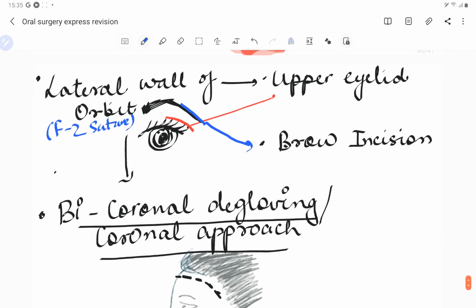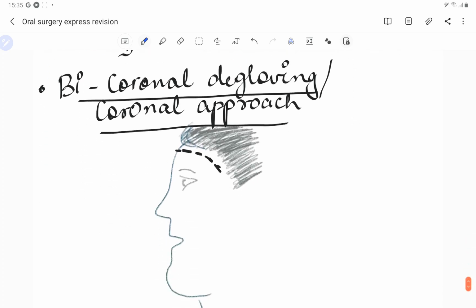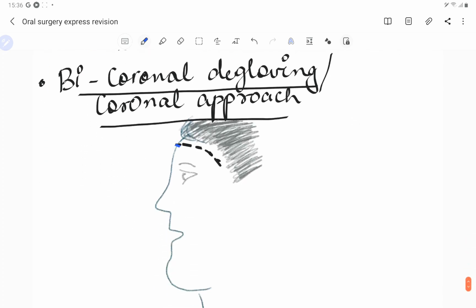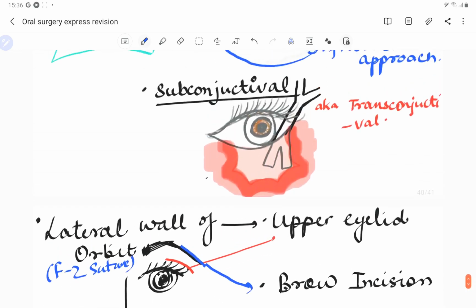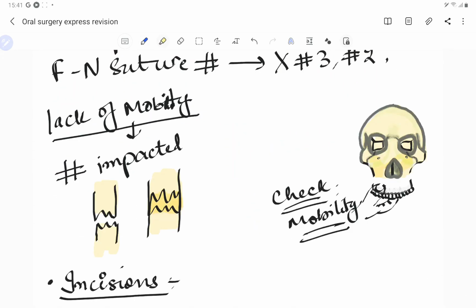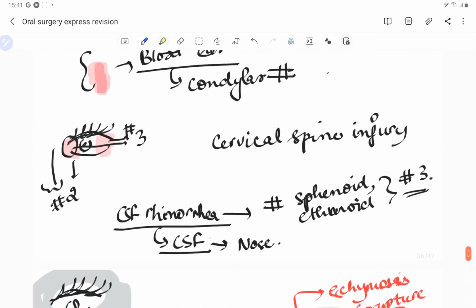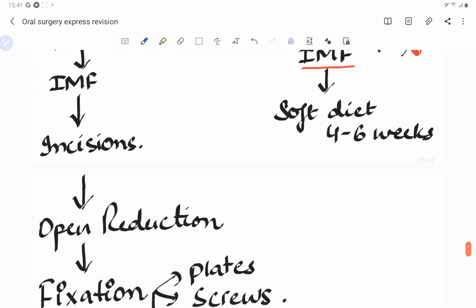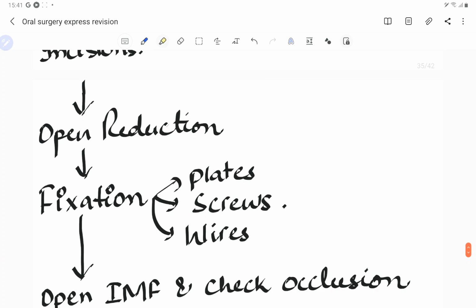Then guys, we have the bicoronal degloving incision or the coronal approach. Herein there is no need to shave the head. We go from the frontal area, and the whole of the skin we are going to reflect. So this is the bicoronal or the bicoronal degloving approach. Once we have incised, then we do the open reduction, we go for fixation.